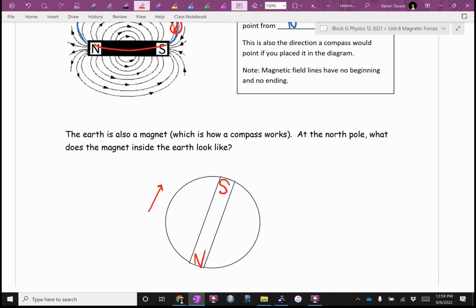We refer to magnetic north as being by the North Pole, but it's actually a south magnetic pole underneath there. And that's why a compass needle points in the direction of magnetic field lines, and that's why a compass needle points to geographic north.